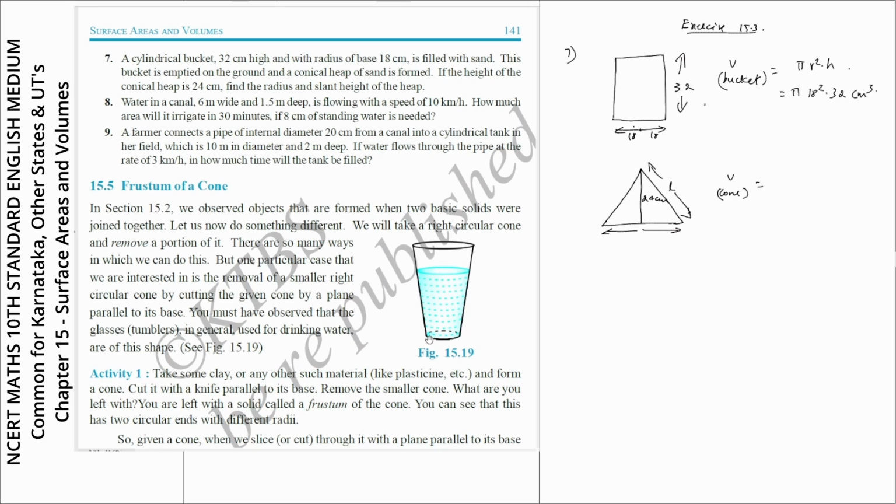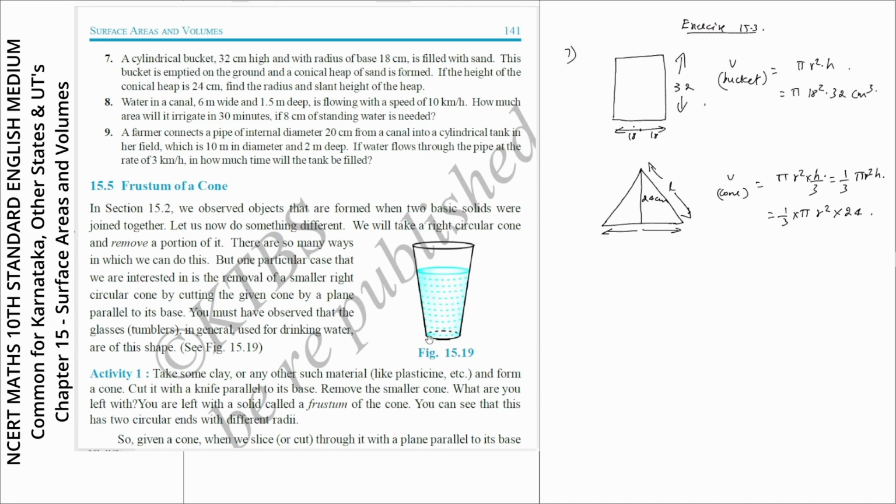Volume of cone is equal to area of the base, that is pi r square into h by 3, or simply 1 by 3 times pi r square h is the volume of the cone. So substitute: 1 by 3 into pi into r square. R is unknown. Height is given as 24.